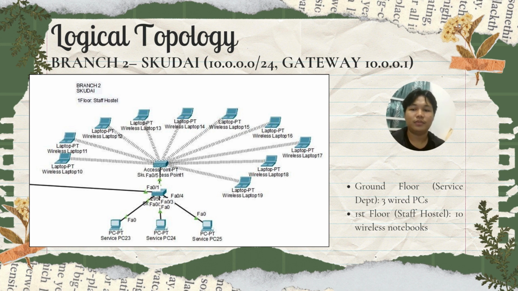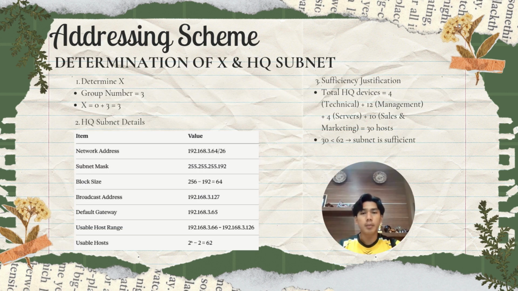Thank you. I'll explain about the addressing scheme for the headquarters. Our group number is 03. It uses a network of 192.168.3.64/26 allocated blocks. As you can see, this subnet mask provides 62 usable IP addresses. Since our HQ has 30 devices in total, this range is more than sufficient for all of our departments.